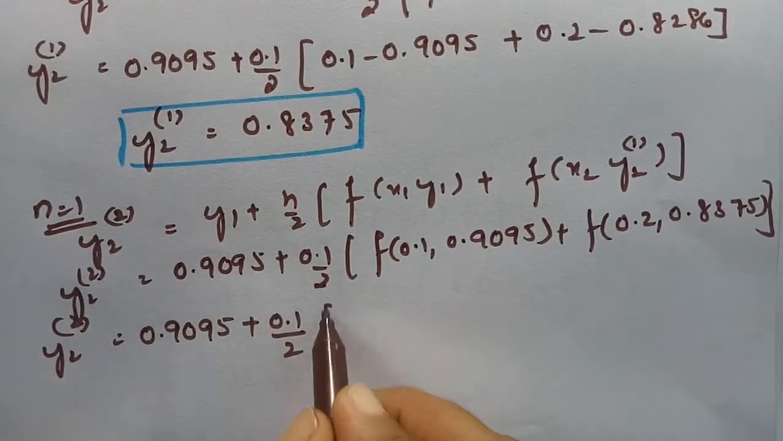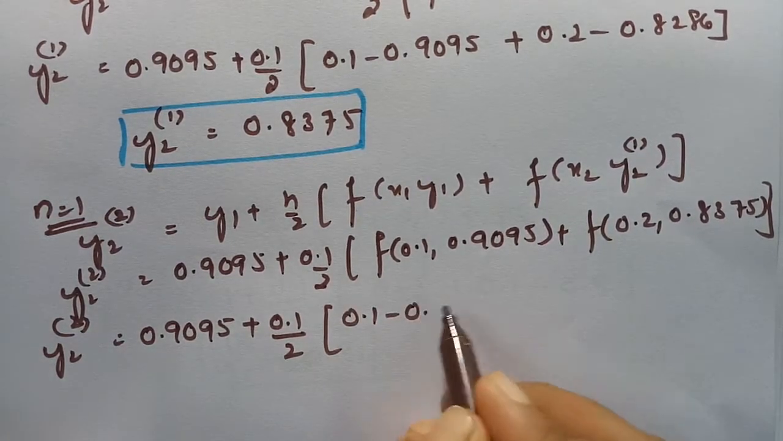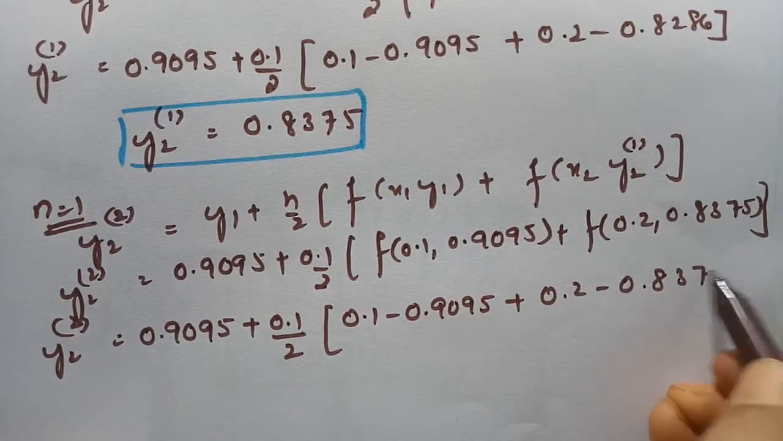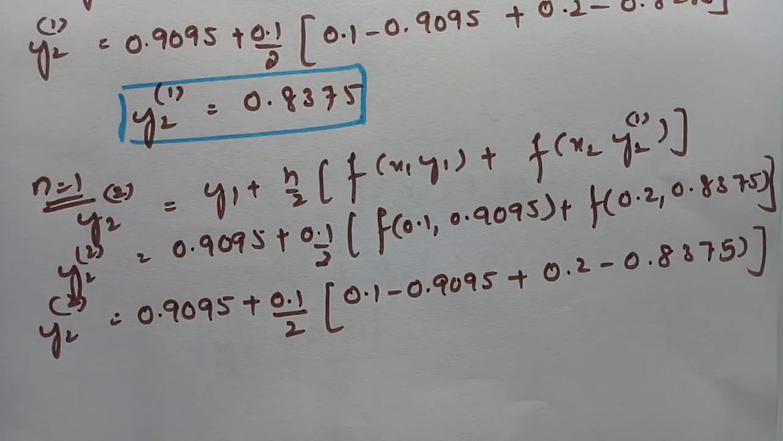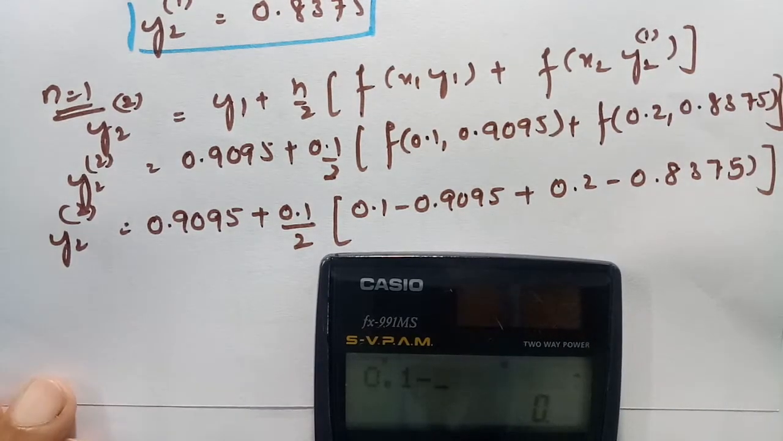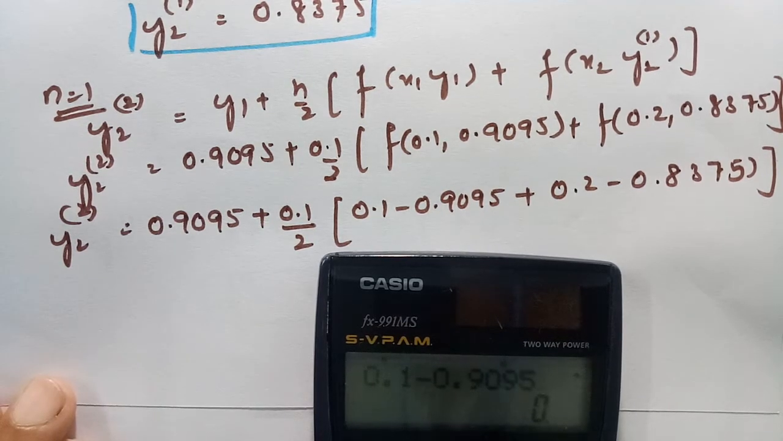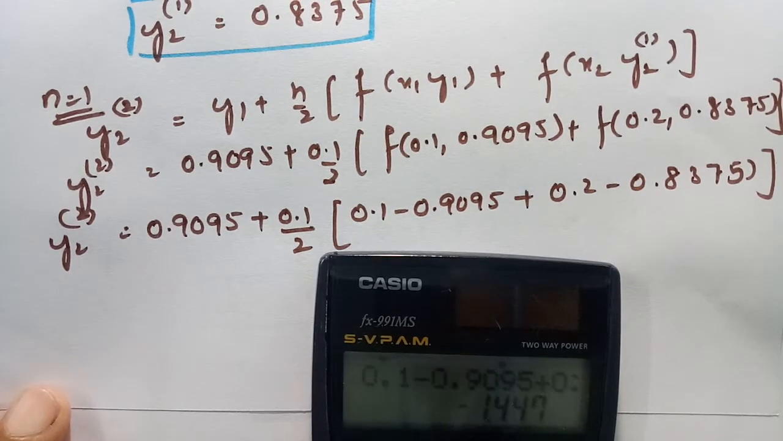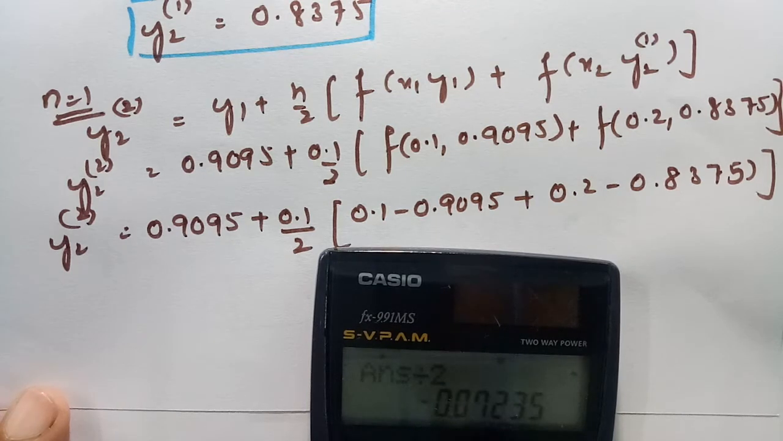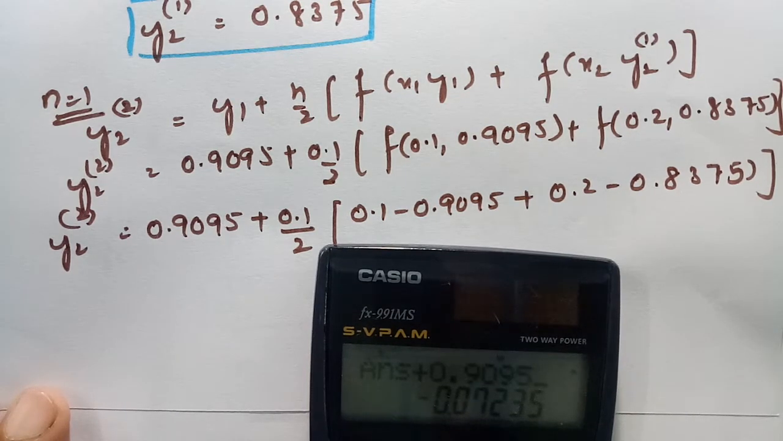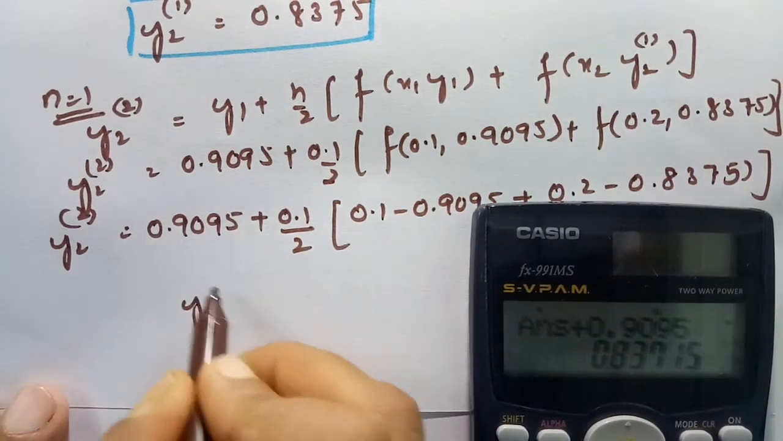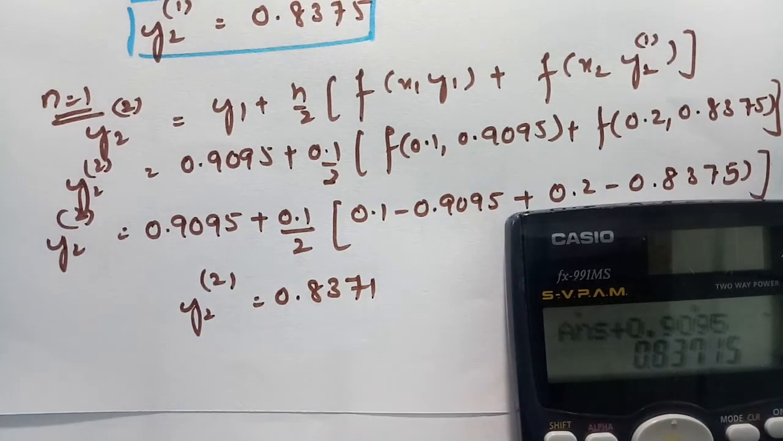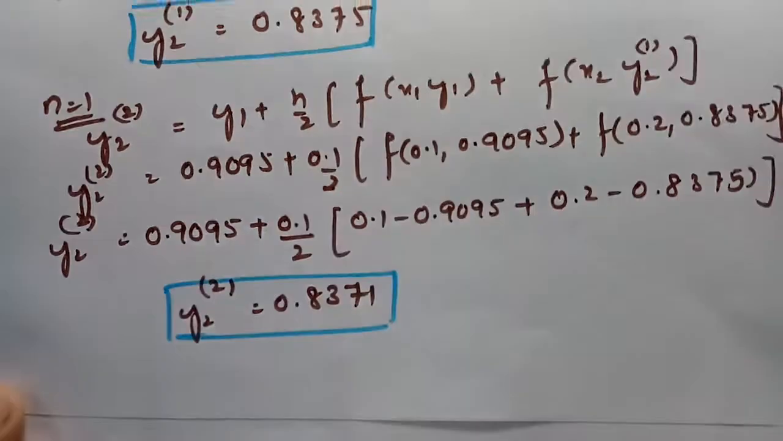0.9095 plus 0.1/2 x minus y. This is 0.1 minus 0.9095 plus this is 0.2 minus 0.8375. So if I use the calculator and solve, this is 0.1 minus 0.9095 plus 0.2 minus 0.8375 into 0.1 divided by 2 plus 0.9095. The answer here is again y2 at the second approximation is 0.8371. So again we have to go with n equal to 2 this time.